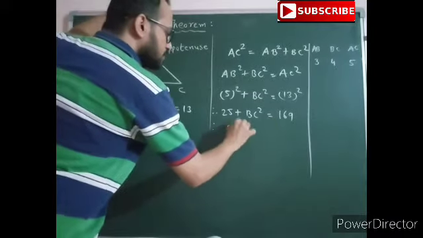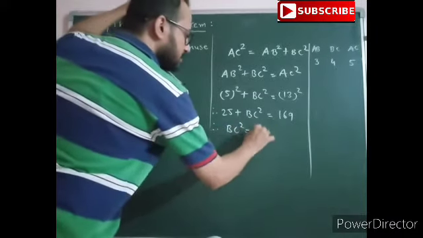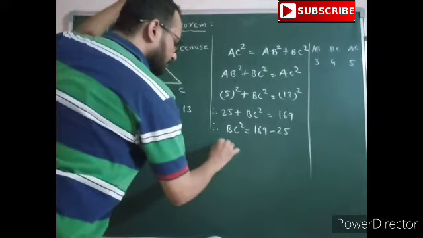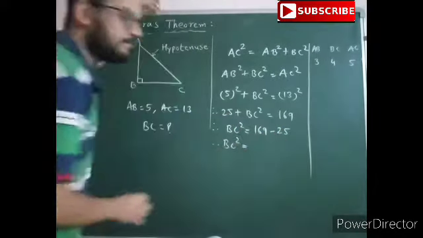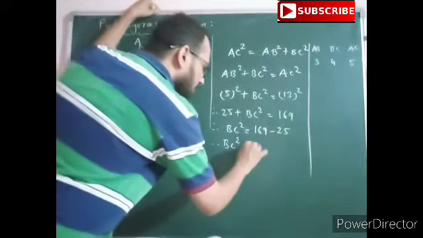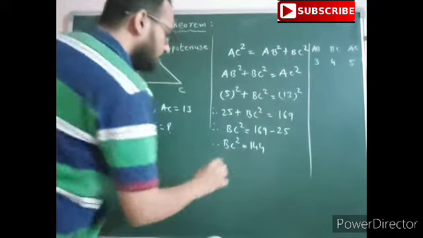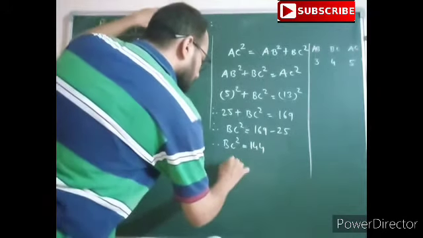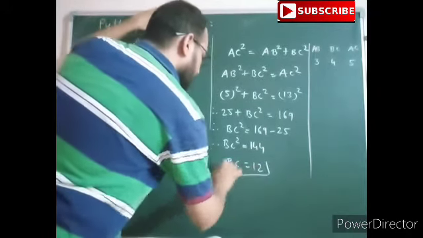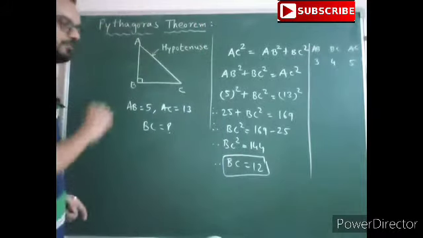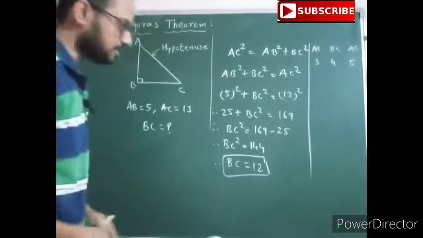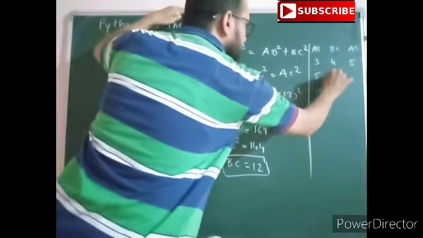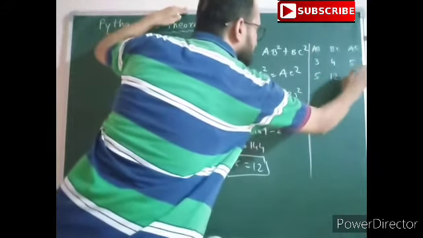Now if we want BC square, then BC square equals 169. This 25 goes on the other side and becomes negative. Therefore BC square equals 169 minus 25, that will be 144. We know that 144 is the square of 12. Therefore BC equals 12. So this is the length of BC. This way we got a Pythagorean triplet where AB equals 5, BC equals 12 and AC equals 13.